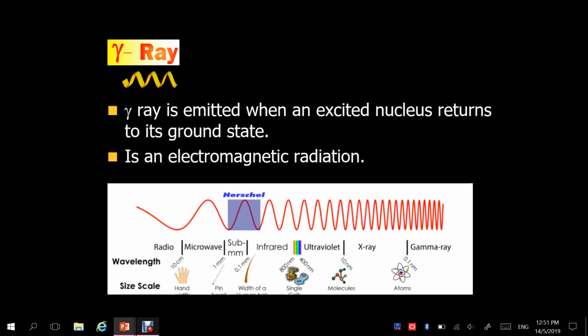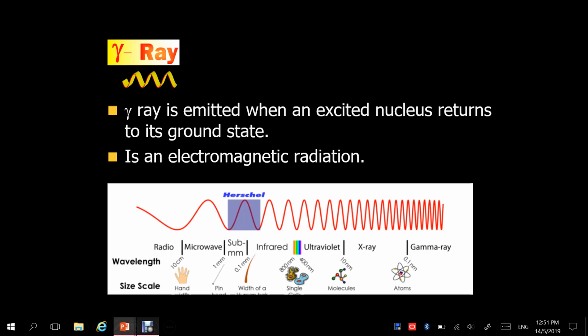Gamma is not a particle, it is an EM radiation. If you look at the EM spectrum, on the low energy side, long wavelength, you can see that the wavelength is large, so the energy is small. Because from quantum 1, we know that the energy of a photon is hc over lambda. So the energy is inversely proportional to the wavelength. The radio wave having the largest wavelength will have the least amount of energy.